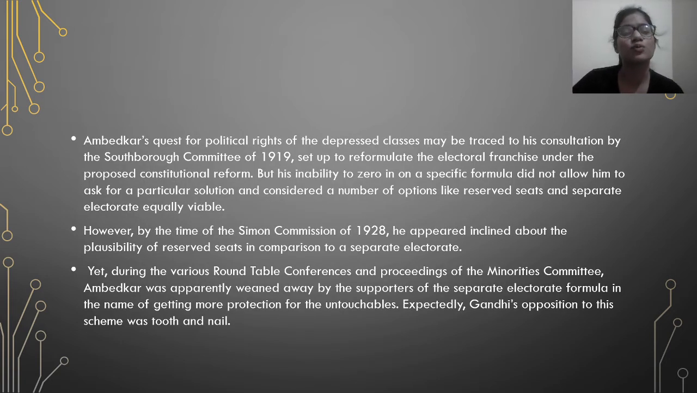So Ambedkar's quest for political rights for the depressed classes can be traced to the consultation by the committee in 1919, which was set up to reformulate the electoral franchise under the proposed constitutional reform. At that time he did not have a specific formula and did not ask for a particular solution, and considered a number of options, such as reserved seats, a separate electorate, and other equally viable ones. However, by the time of the Simon Commission in 1928, he appeared very inclined toward reserved seats in comparison to a separate electorate.